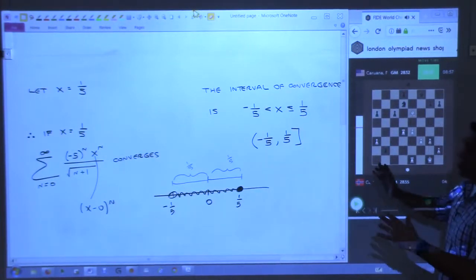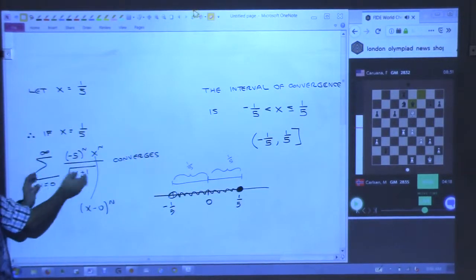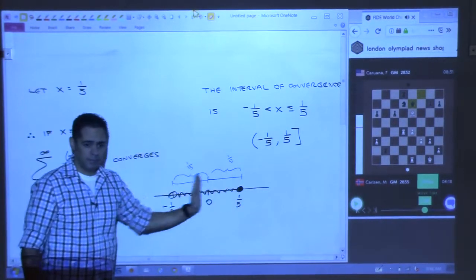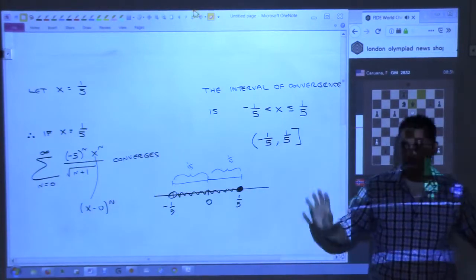So if we were to graph that original series as a function, the picture would only exist between here and here. We'd have a picture, and then outside of that, that function doesn't exist.